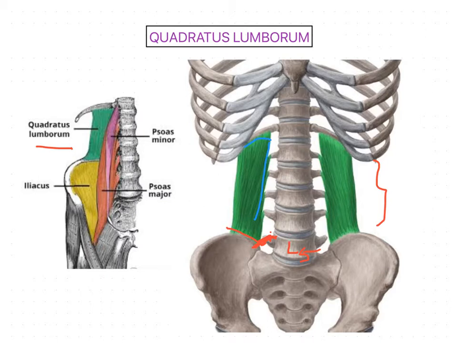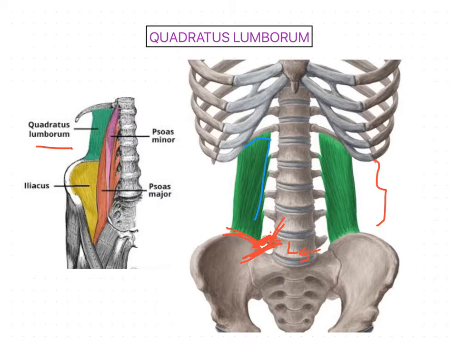Then the iliolumbar ligament. We can see here the iliolumbar ligament, which connects the lumbar vertebrae with the ilium. And also the adjoining 5 centimeters of the inner lip of the iliac crest. These are all the origins of this quadratus lumborum.